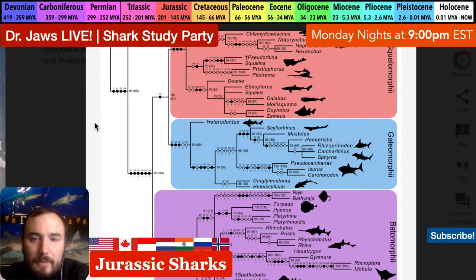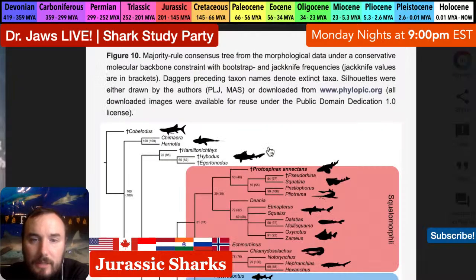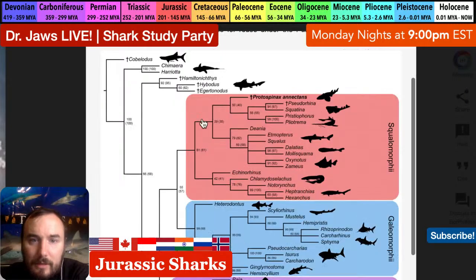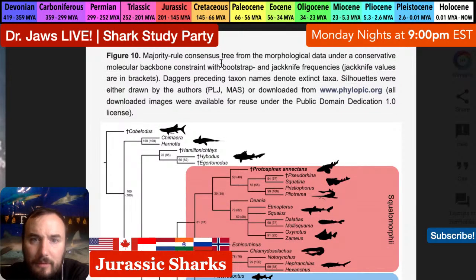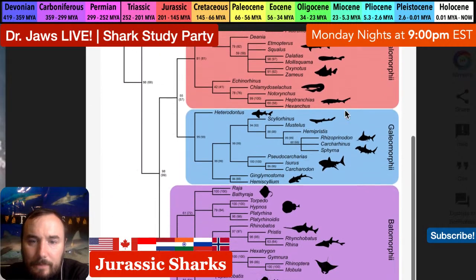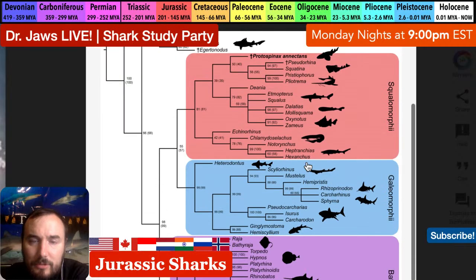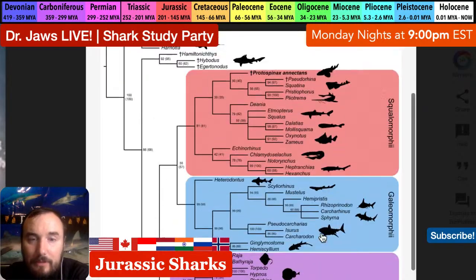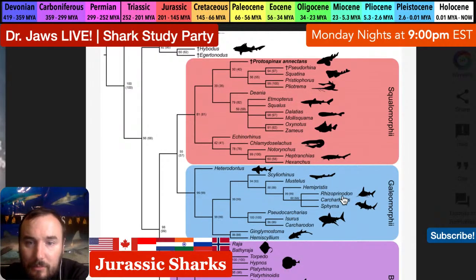So cool. Now let's see if the other tree had anything different. So that was the first one. The second one, let's see, saying hybodonts are outliers of sharks. There's a majority rule consensus tree from the morphological data. Let's see. So the rays branch off from the sharks. So the purple group, that is the rays, branch off from the sharks, which are in red and blue, a long time ago. Galeomorphs and squalomorphs are still completely different. The position here changed a little bit, which is interesting.